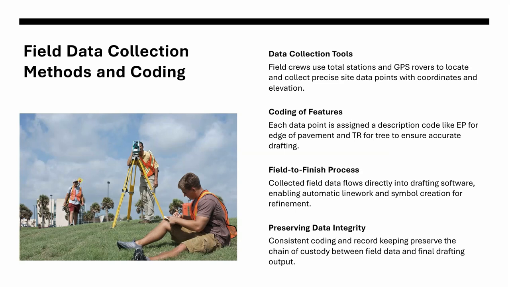This process is often referred to as field to finish, and we introduced it back in Lecture 3 when we discussed surfaces. The idea is simple but powerful. The data collected in the field flows directly into the drafting environment, producing line work and symbols automatically. The drafter is then refining, checking, and clarifying, not inventing from scratch. This is where our chain of custody of evidence becomes so important. Every code, every point, and every shot is part of our record. And it's our job as the drafter to preserve it faithfully.